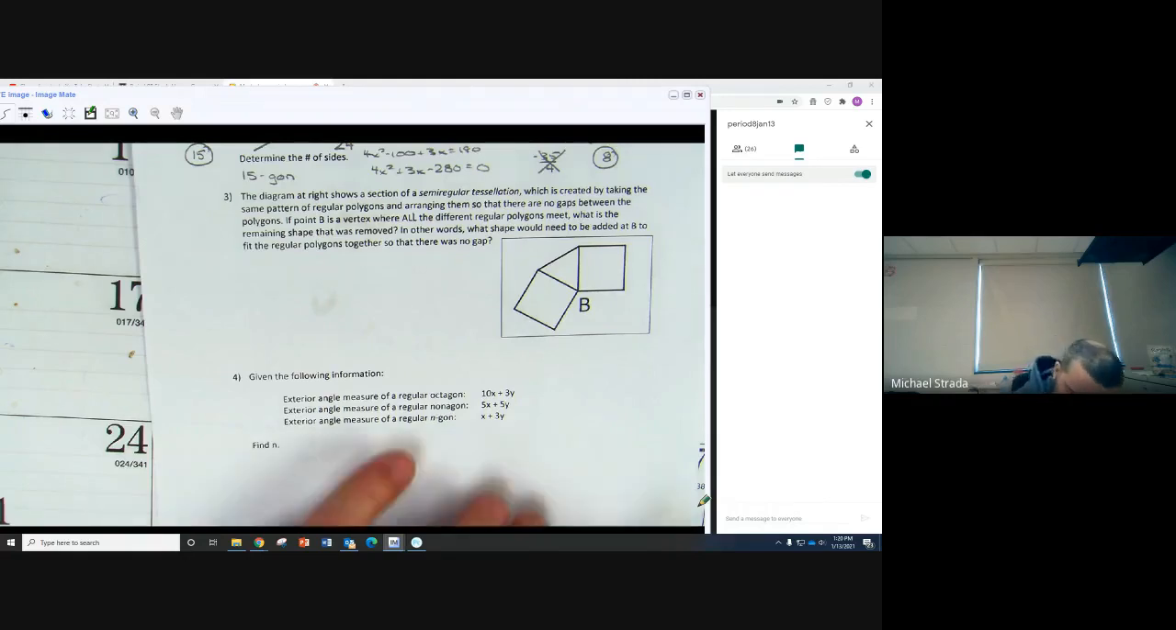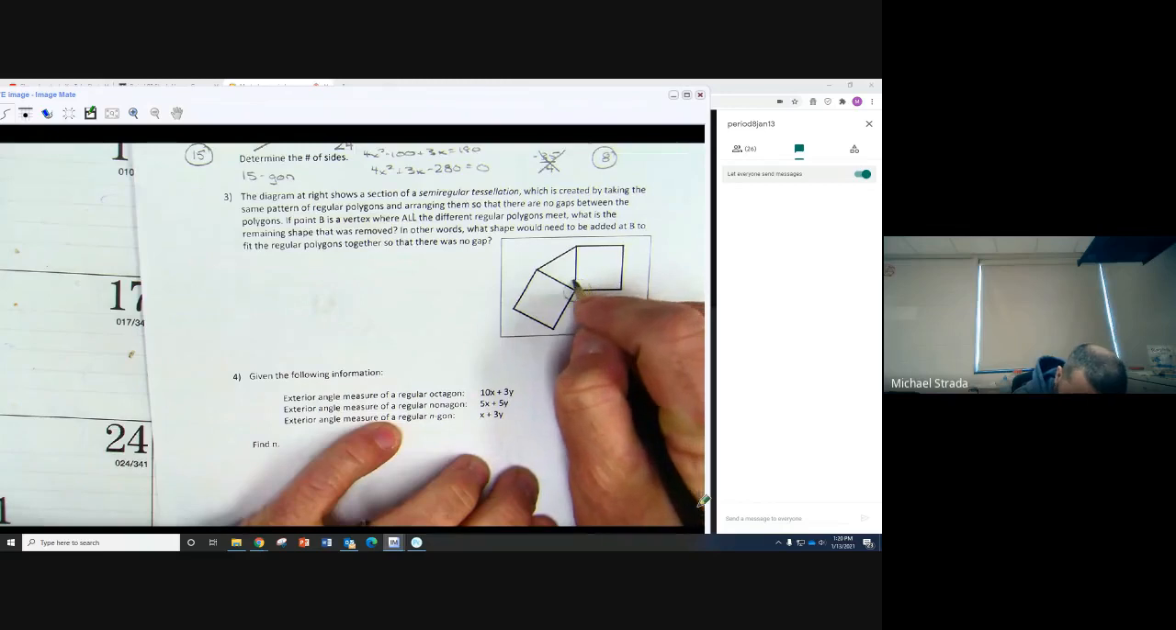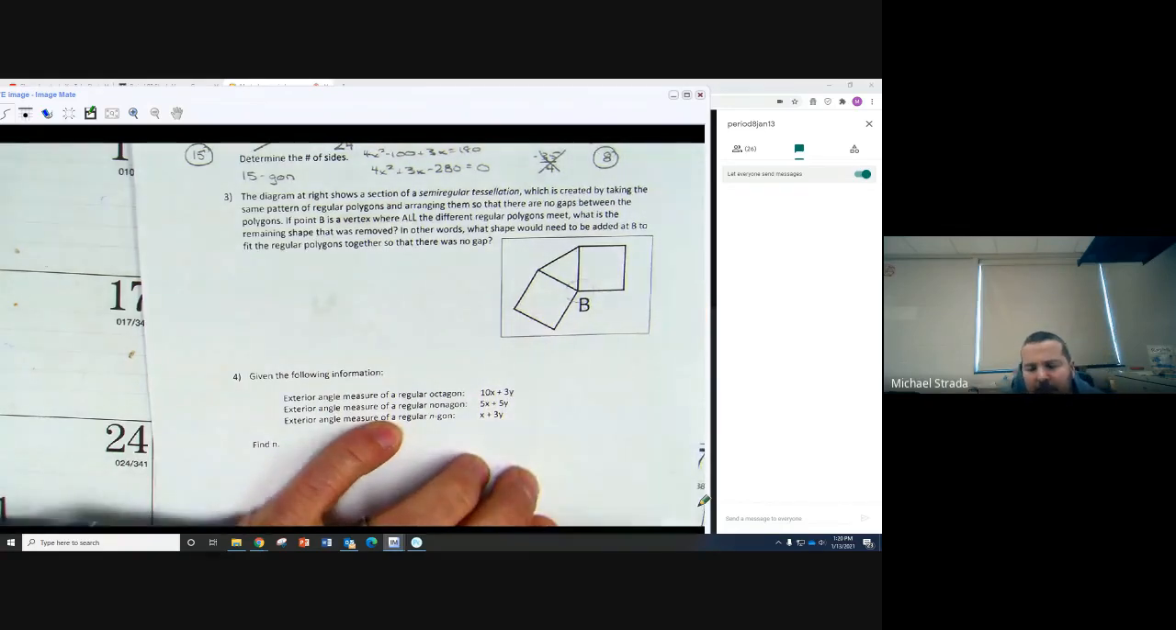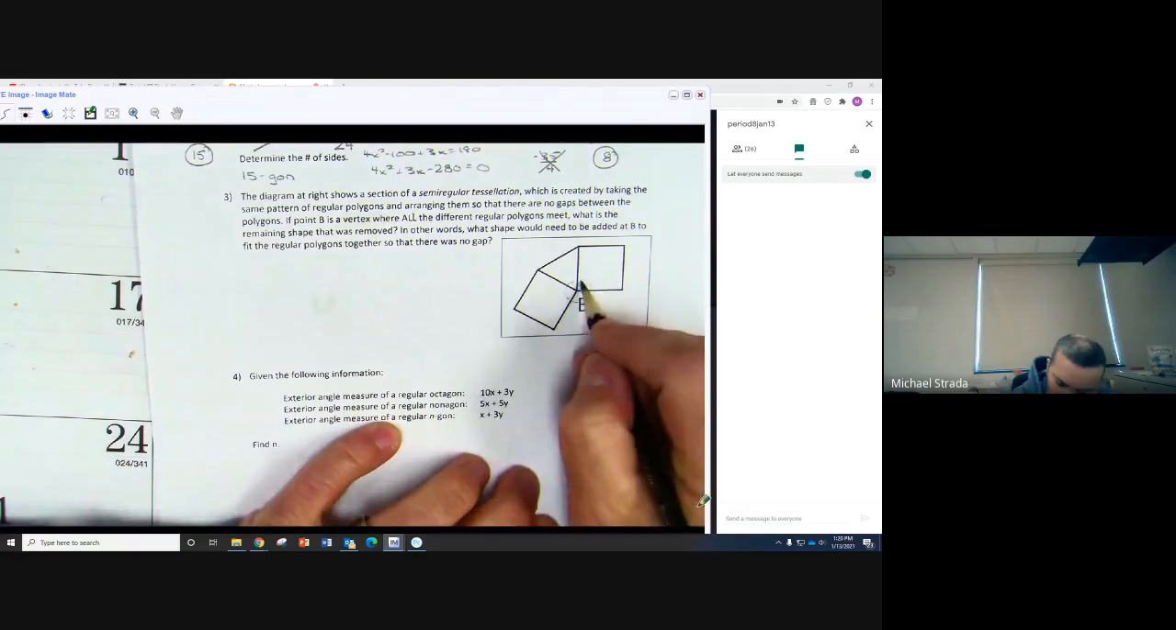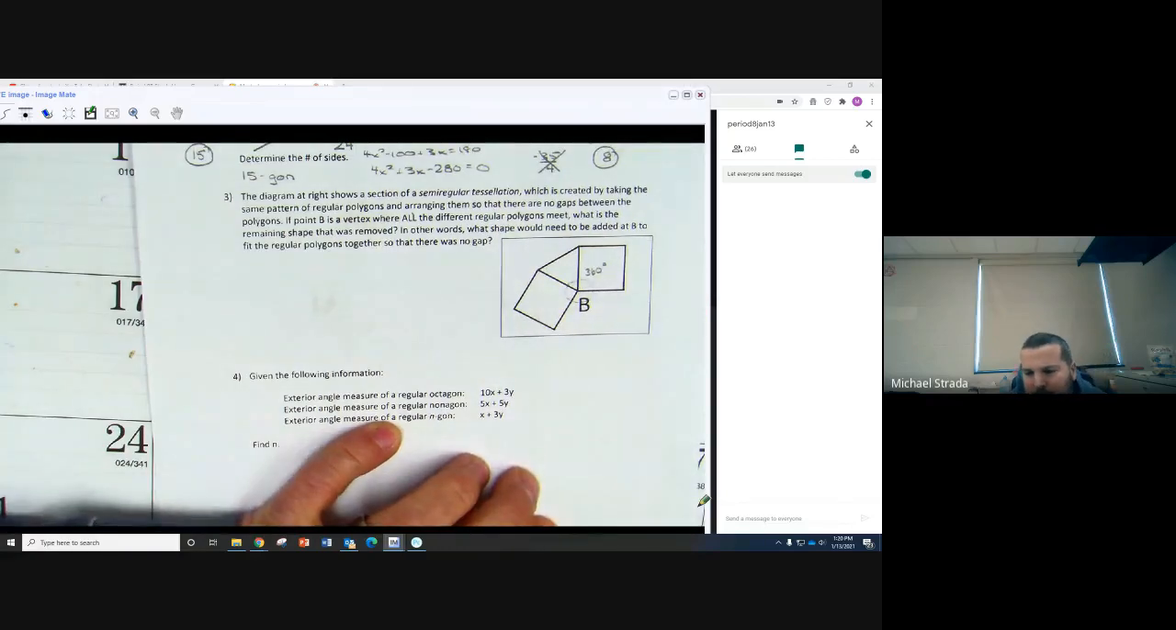All right, so here's the idea. It's like a jigsaw puzzle. Everything has to fit perfectly. And for that to occur, all those angles would have to add up to 360. Everybody good with that idea?